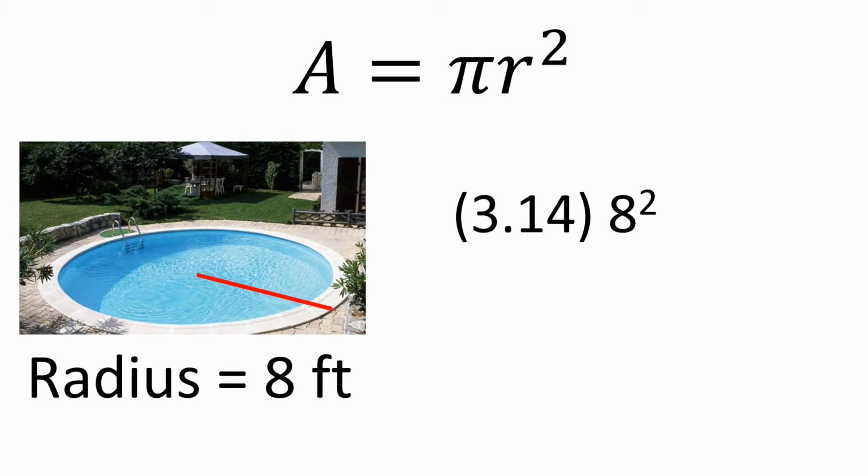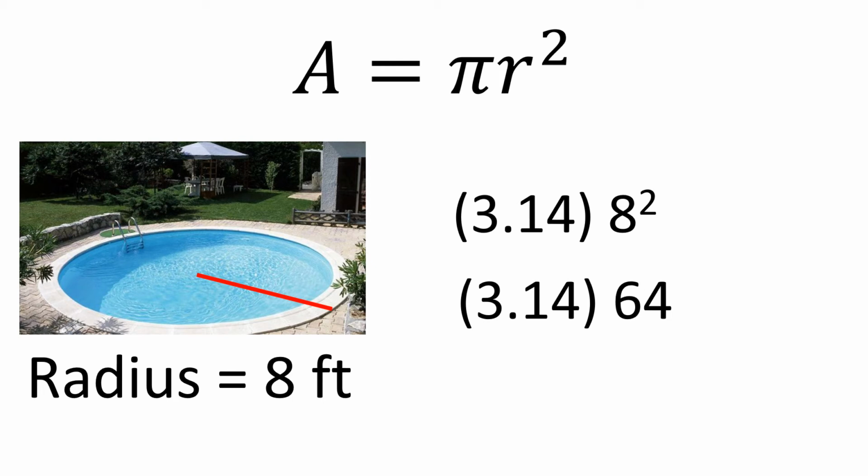Our next step is to go ahead and take care of our exponent because there's nothing going on in our parentheses except for the pi number. So 8 squared means 8 times 8. 8 times 8 is 64, not 16. Do we ever multiply the base number times the exponent? No. So 8 times 8 is 64.